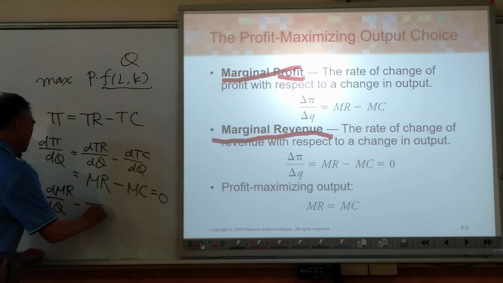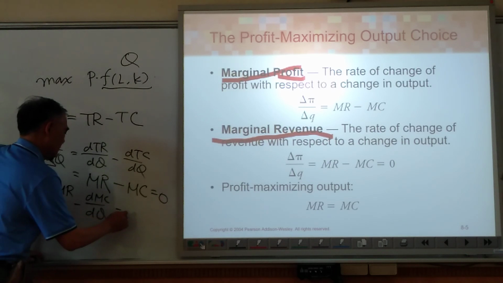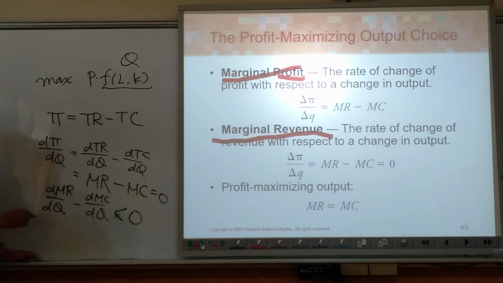Minus dQ over dMC. This is the second order condition. Okay? So it has to be less than 0. And what is this? This is the slope of marginal revenue. This is the slope of marginal cost. So it means that the slope of the marginal revenue must be less than the slope of marginal cost.